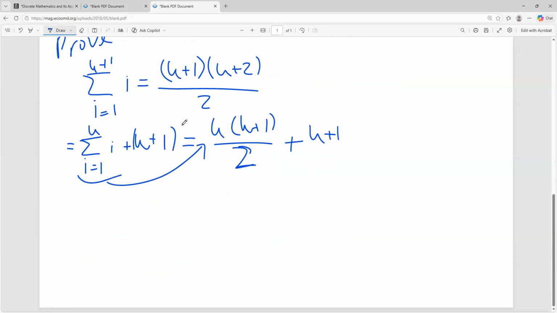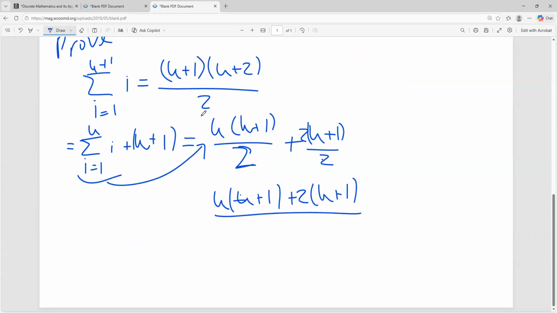I'm going to then do simple arithmetic. I'm going to say this is going to be 2 times k plus 1 over 2. So it's going to be k times k plus 1 plus 2 times k plus 1 over 2. Factor out the k plus 1, I get k plus 1 times k plus 2 over 2. Well, that's what we wanted to prove.